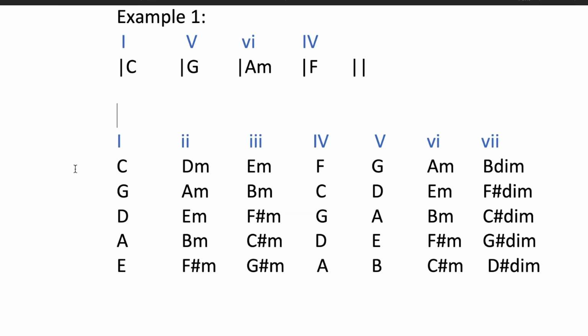Let's say you had the chords of C, D minor, E minor, and F. That would be a 1-2-3-4 chord progression, and so on. So the numbering is quite simple.